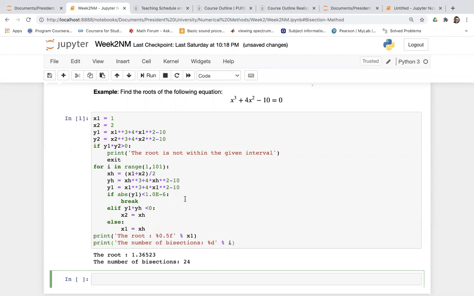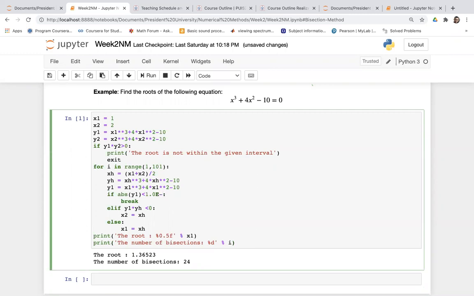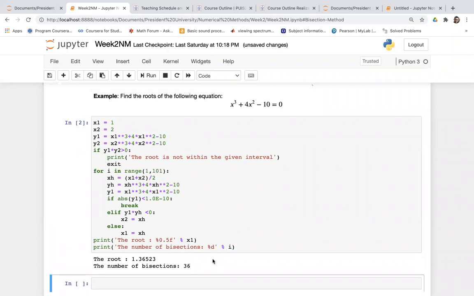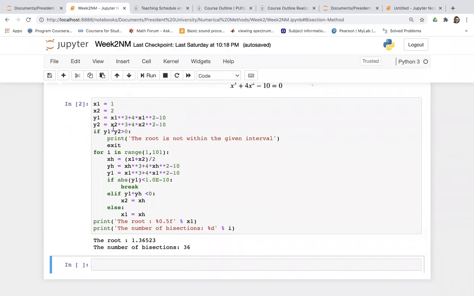Therefore, we can calculate. If you want more accuracy, it will tell the program how long to work. Let us give it more accuracy, like 10. Now let's see. In the IPython notebook, if you want to run the program, press Shift Enter. So look at this. The root is 1.36523. Number of bisection 36. Okay, you can try.